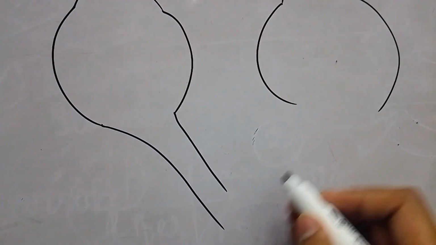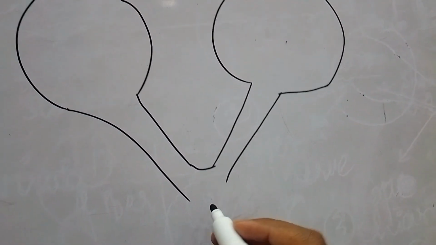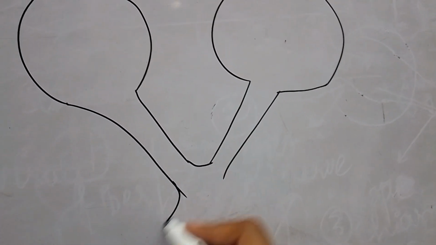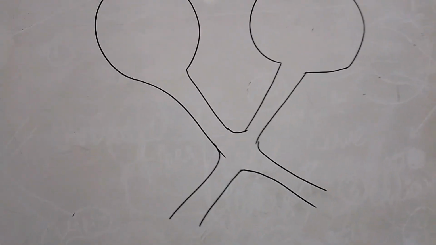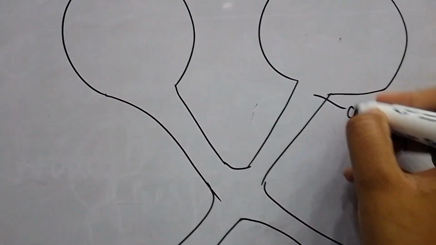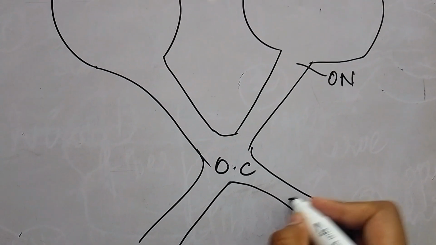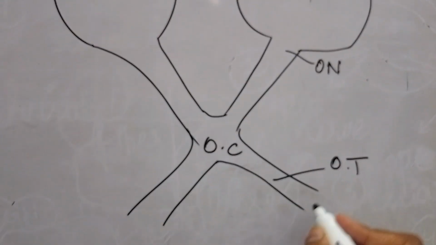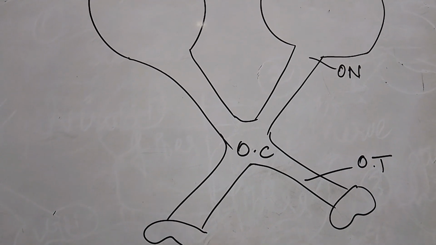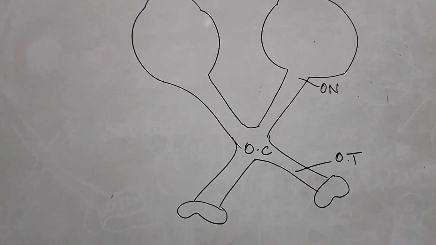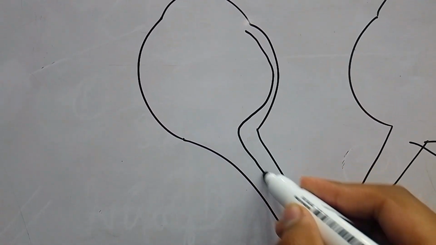There is the optic nerve. Then we have the common point, that is the optic chiasm. After the optic chiasm we have the optic tract, right? So this is the optic nerve, this is the optic chiasm, this is the optic tract, and here we have the lateral geniculate bodies, right? So here are the fibers.